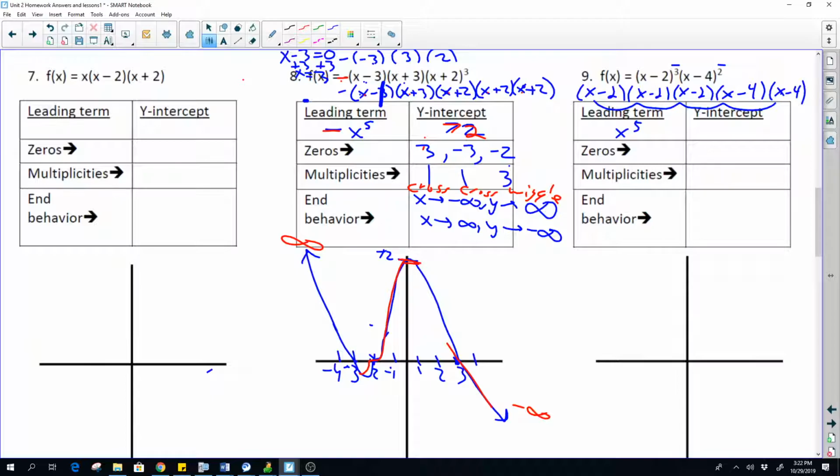To do the y-intercept, you want to plug in 0 everywhere you see an x.